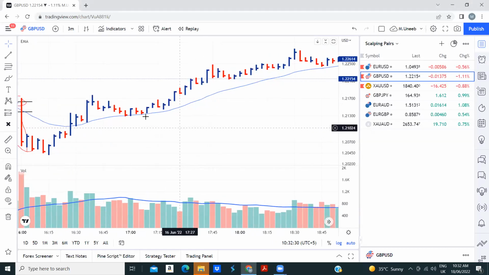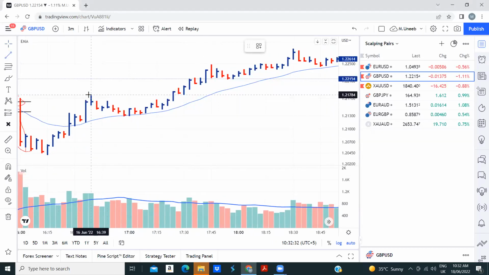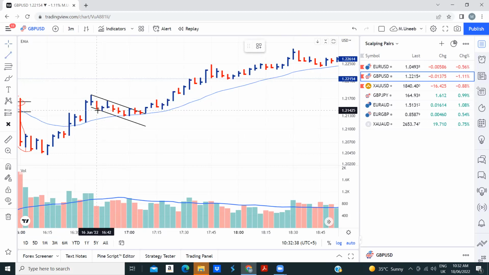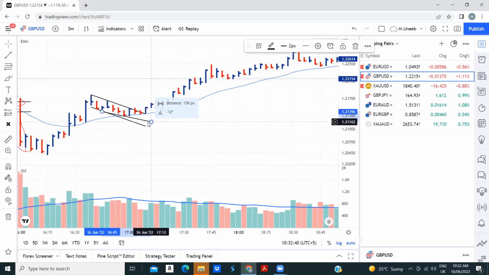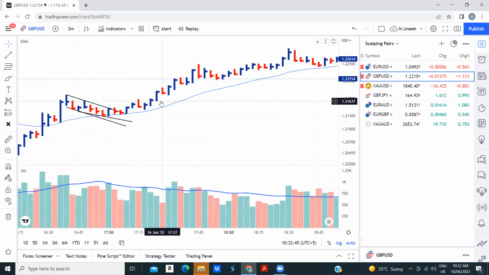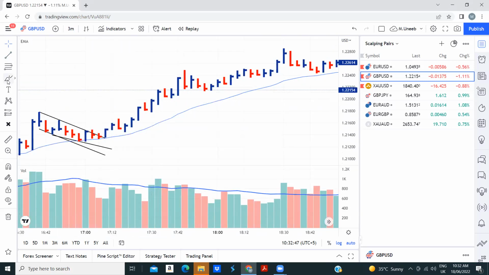Okay, now let's see what this pattern is. Flag pattern, am I right? And then what do we observe here? We see an SOT pattern here. Price breaks up, and as the price breaks to the upside, what happens? Volume expands, right?